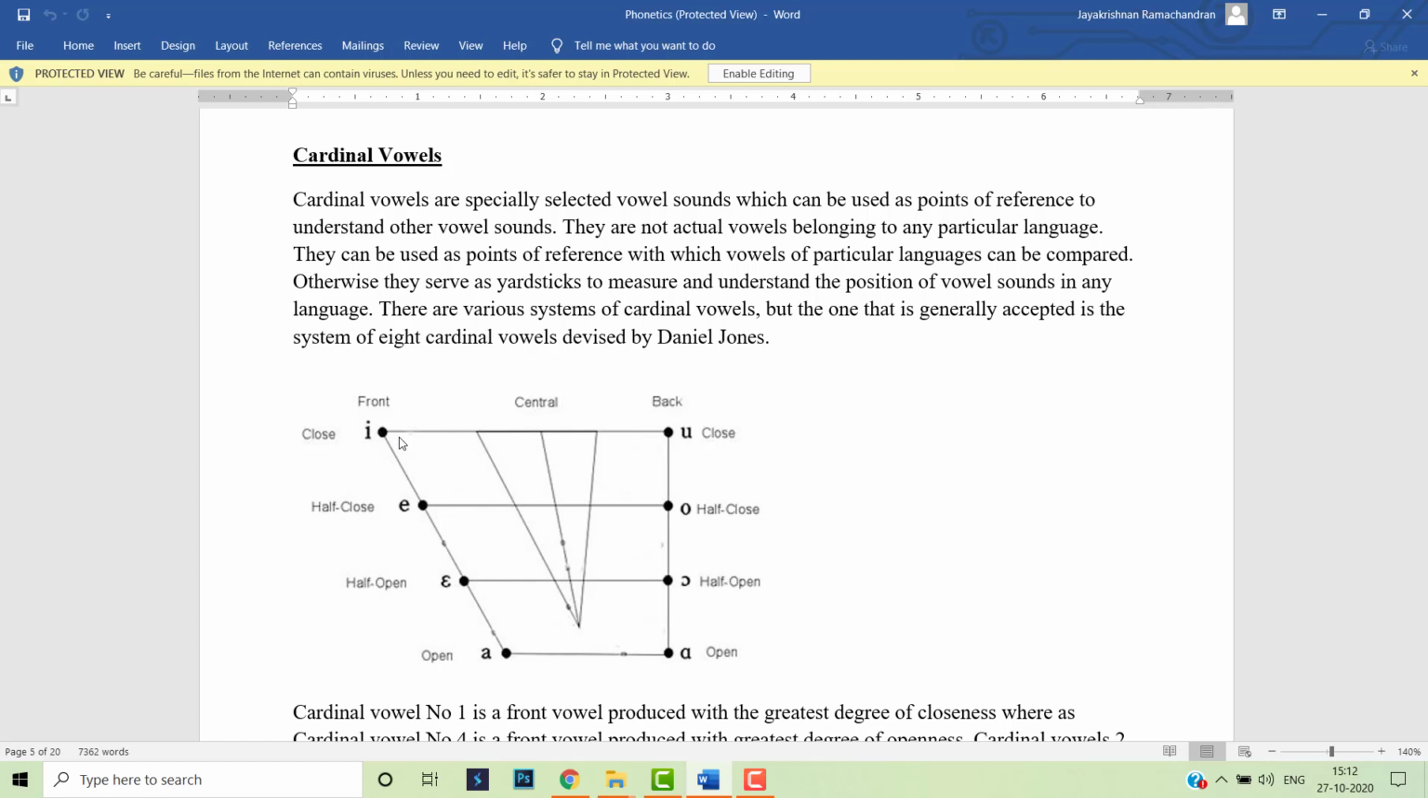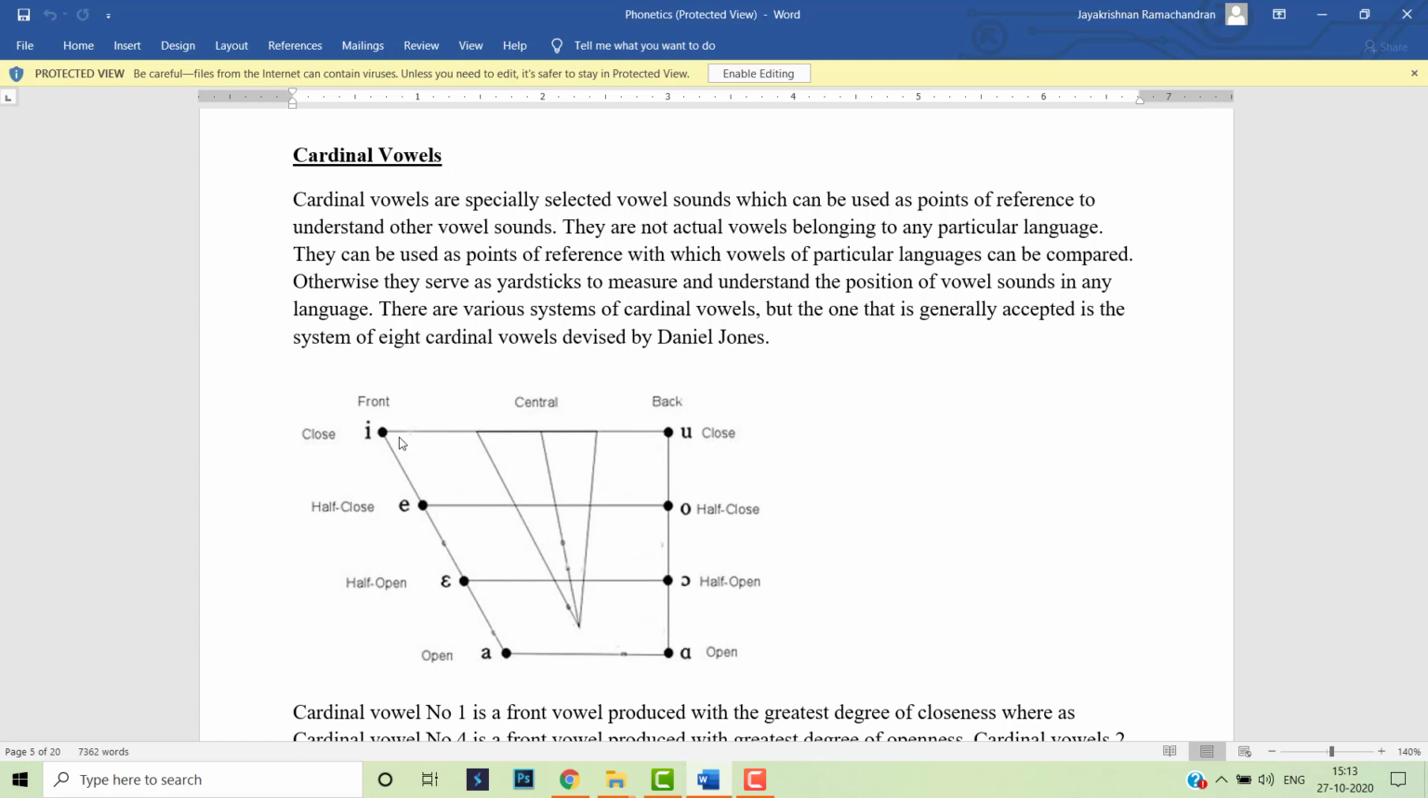Otherwise they serve as yardsticks. As said, we use them as a scale, as a measuring tool, as yardsticks. They serve as yardsticks to measure and understand the position of vowel sounds in any language. There are various systems of cardinal vowels, but the one that is generally accepted is the system of 8 cardinal vowels devised by Daniel Jones.